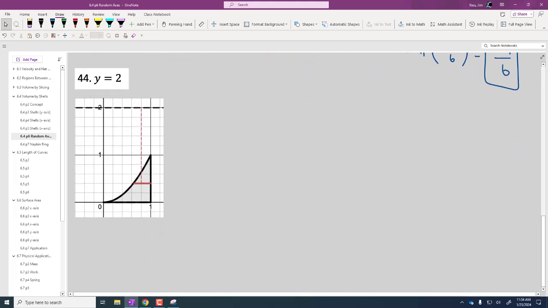All right, let's try one more. Or why don't you all try this one? So set this one up. At least set it up. So same shapes. This is y equals x squared. You're going to rotate around this line up here at y equals 2. That's your axis. And the constraints are y equals 0, x equals 1.